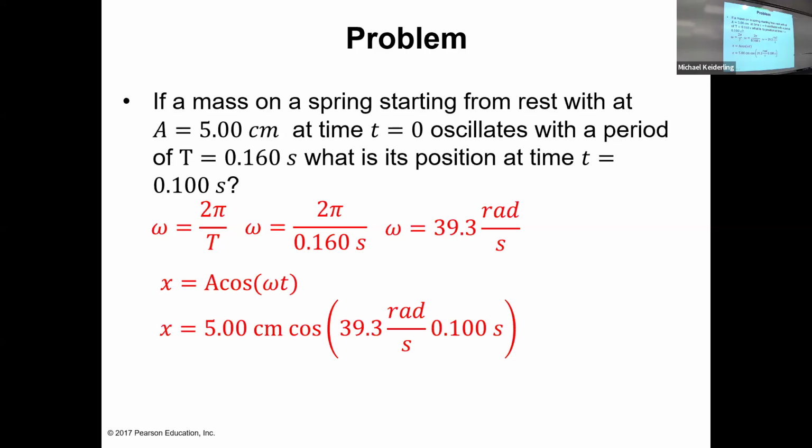Oh, this is poorly worded. So position is going to be 5 centimeters times the cosine of 39.3 radians per second times 0.1 seconds, which comes out to negative 3.52 centimeters.